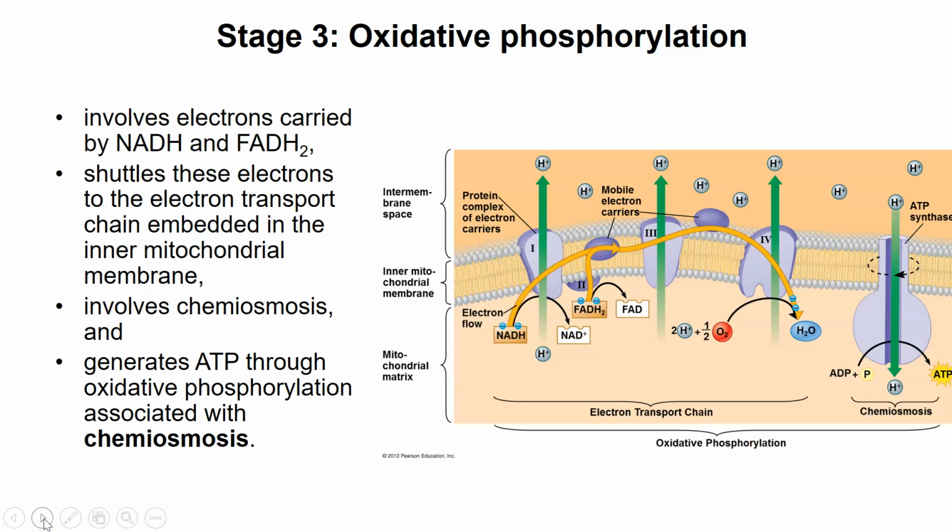Then we come to the final stage, the oxidative phosphorylation pathway, stage 3. This is where those high energy electrons are carried by NADH and FADH2, which pass on these high energy electrons, and it's these electrons that are used to pump hydrogen through these different protein complexes, complex 1, 2, 3, and 4. It's these complexes, especially 1, 3, and 4, that use these high energy electrons to pump hydrogen into the intermembrane space of the mitochondria.